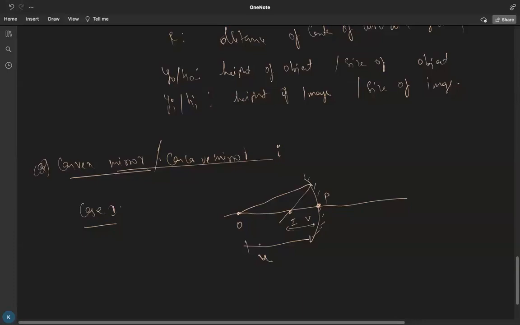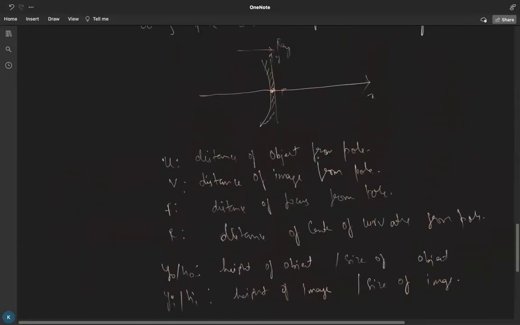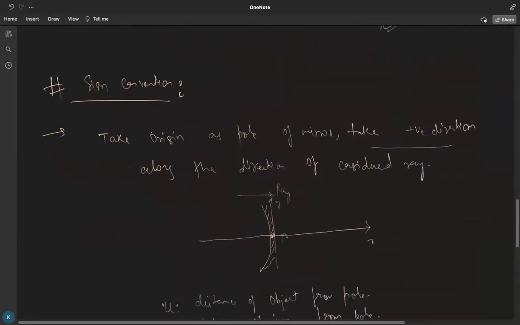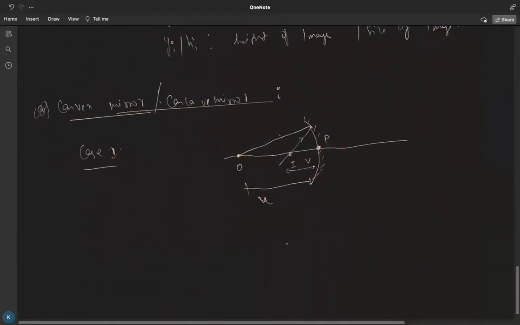Now, I'm again telling you, you have to take the positive in the direction in which the ray is going. Okay, and the concept I have written here: take the positive direction along the direction of the considered ray. So let us assume here the ray is going in this direction, right? And our distance is in this direction. So here u is negative, and v is also negative, and f is also negative.